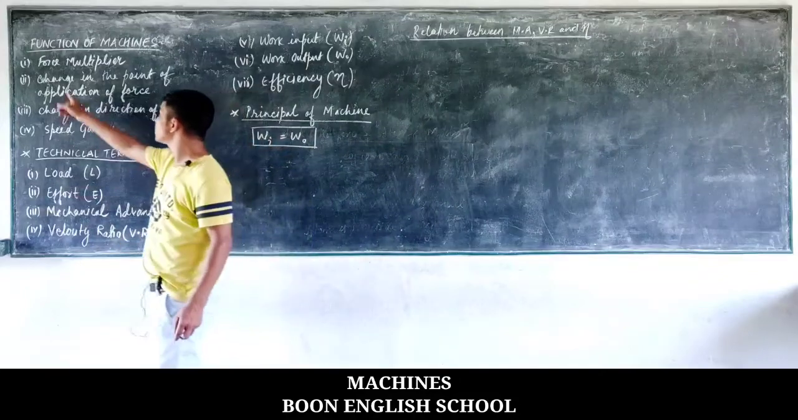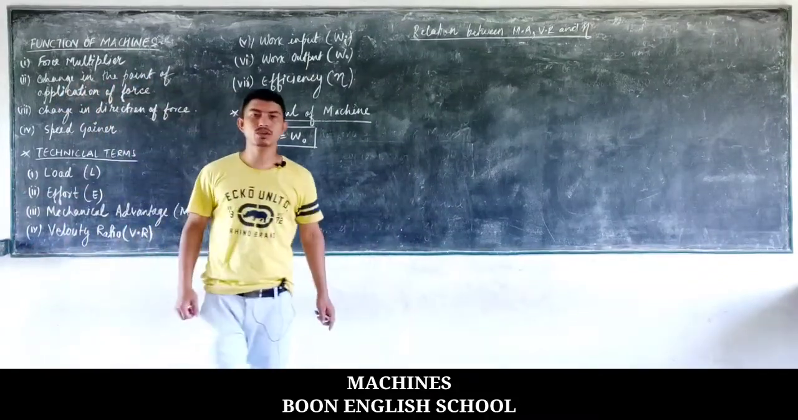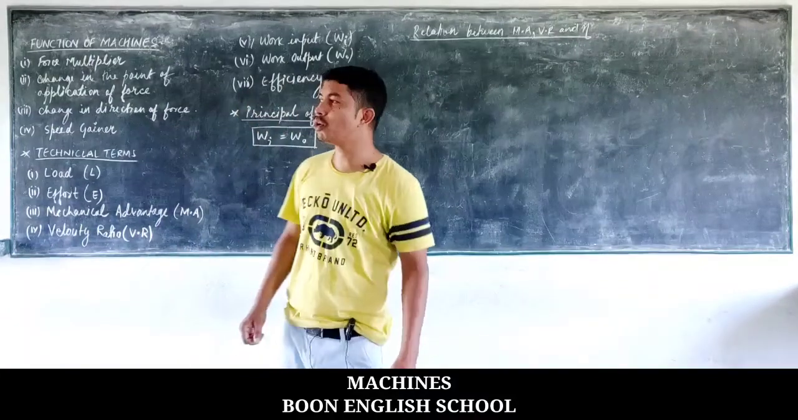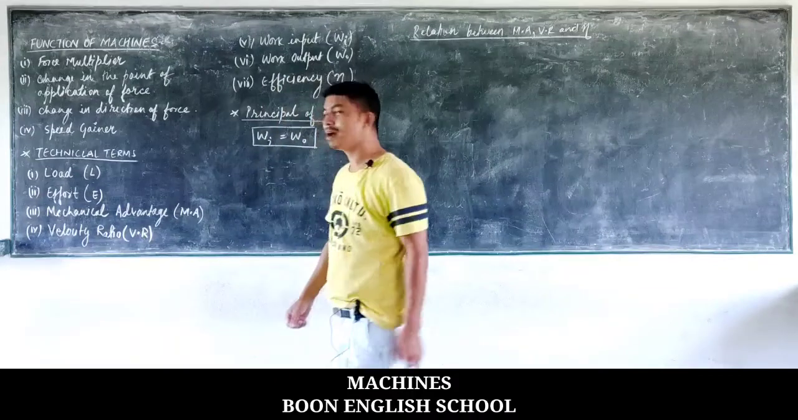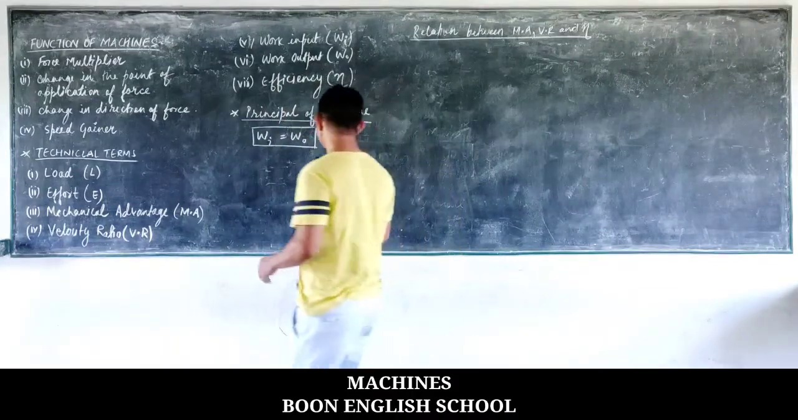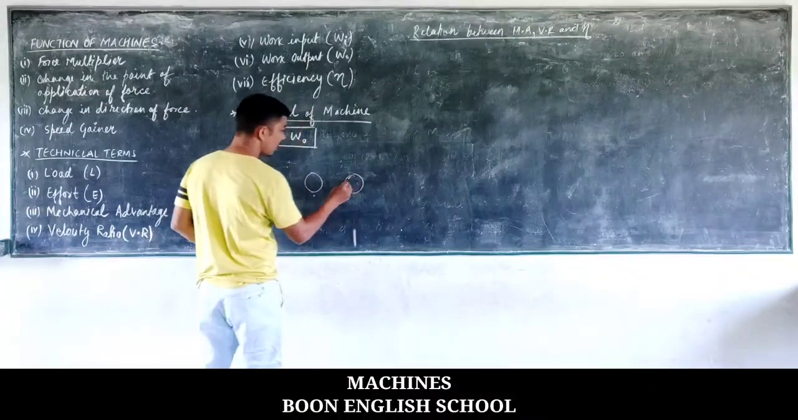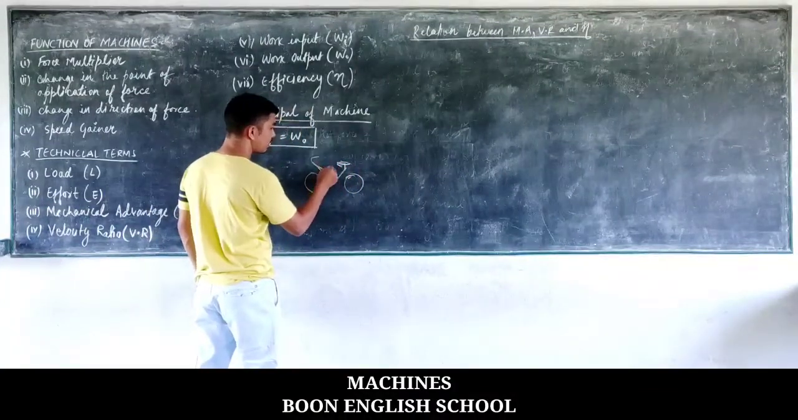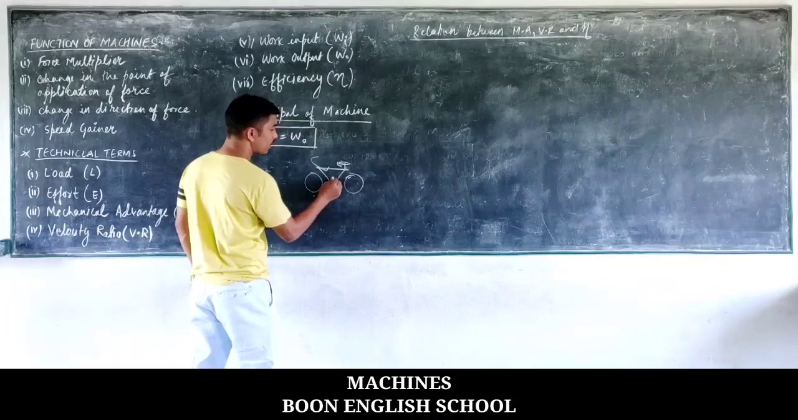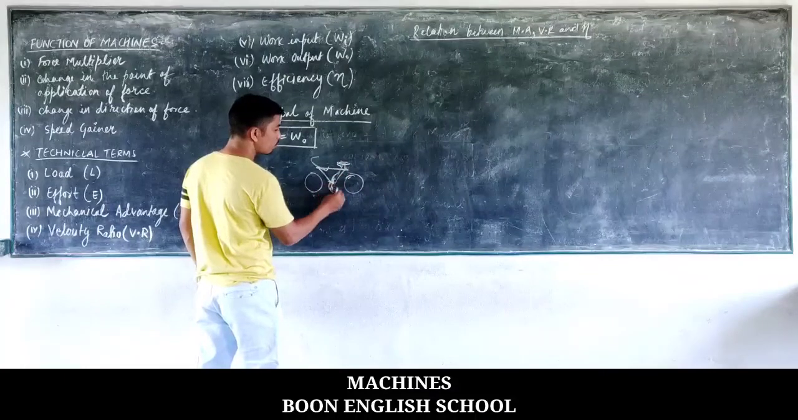The second one is change in the point of application of force. Using a machine, we can change the point of application of force to a convenient point. For example, imagine a bicycle. We have 2 wheels, a seat, and a handle. And where do we pedal? Where do we apply the force? We apply the force at a convenient point. It's very easy to pedal here.